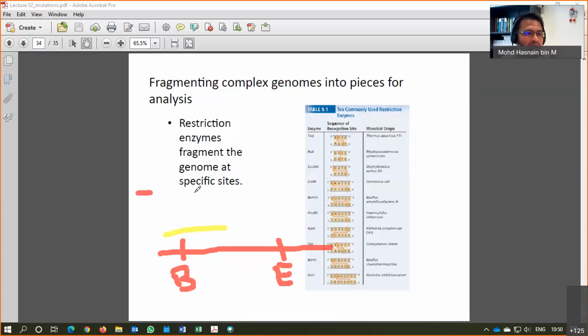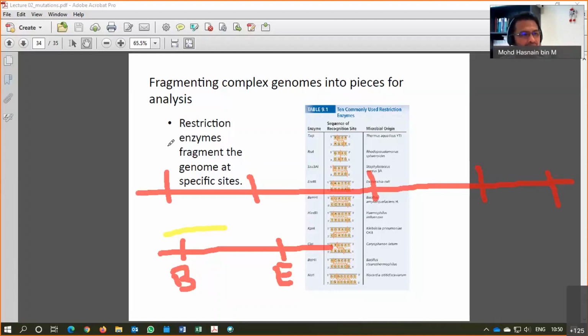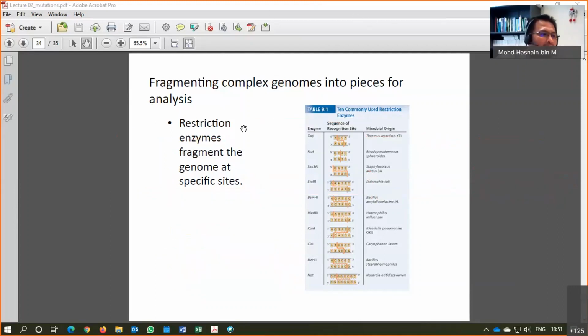So in a long genome, for example a very long DNA, these are the restriction sites for KPN1. If I put KPN1 on this DNA, it will cut at 1, 2, 3, 4, 5 places. So I will have fragments: fragment, fragment, fragment like that. So that is how you cut the long DNA into smaller pieces. Okay, so that is how you do it. All right.